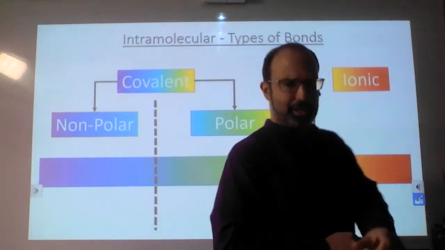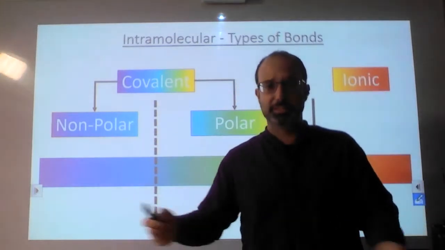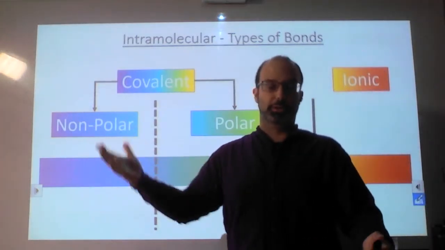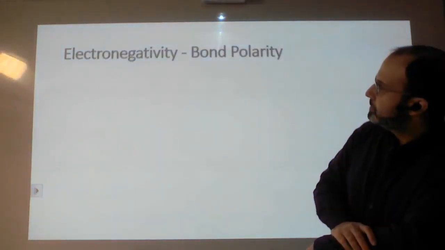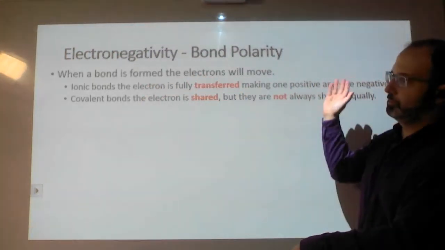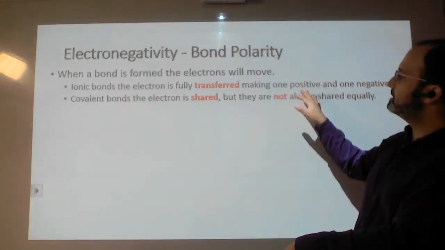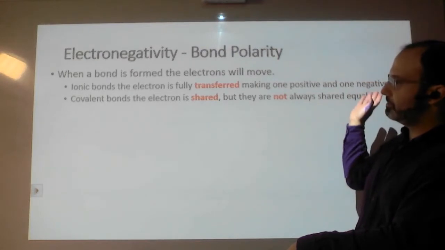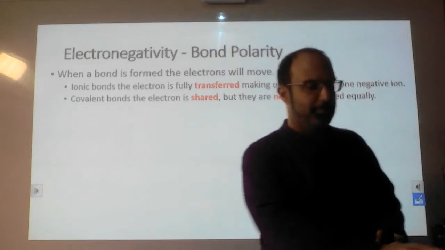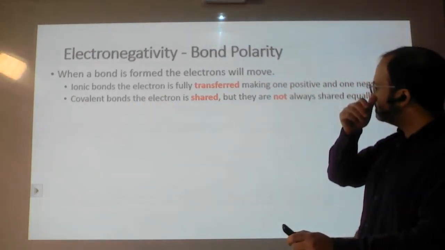What in the world does that mean? Well, let's think about what the word polar means, because obviously there's option 1 and option not 1, because it's non-polar. So bond polarity, what does that mean? When a bond is formed, the electrons will move. For ionic bonds, the electron is fully transferred, making one side positive and one side negative, right? That's our punch-out fluorine who shows up and takes the electron. Covalent bonds, the electron is shared, but they're not always shared equally.